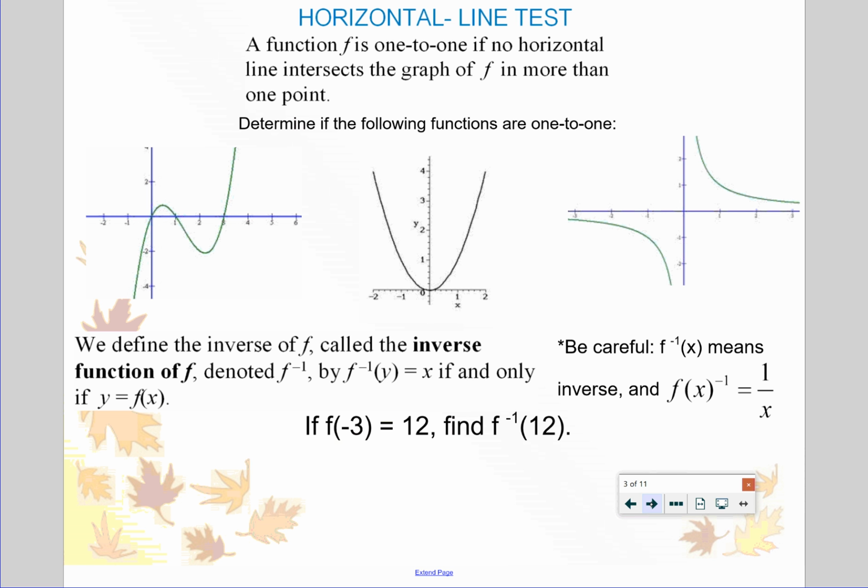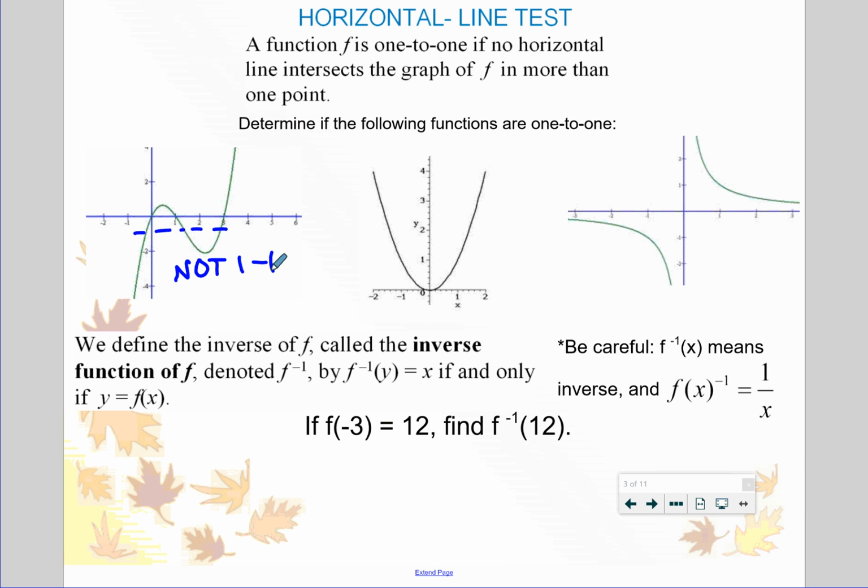So let's run through these really quick. Would this first one on the left pass the vertical line test? Yes, so it's a function. Would it pass the horizontal line test? Take a horizontal line, drag it up and down. Do I touch more than one part of the graph at a time? So it fails the horizontal line test somewhere like here. We say that it is not one-to-one.